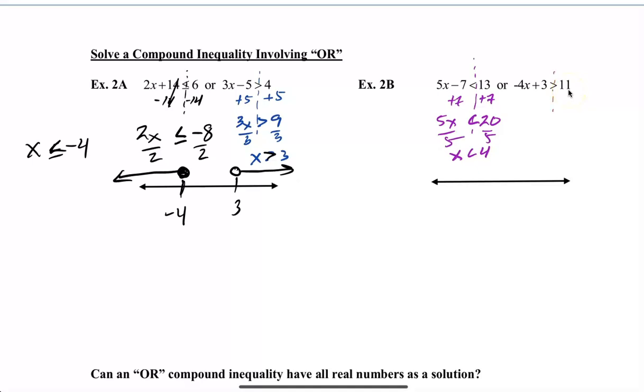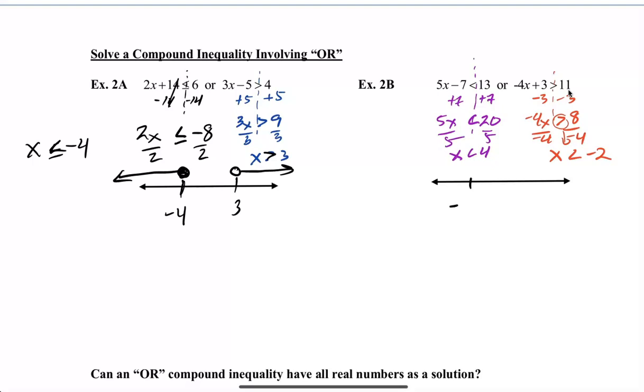Same idea, let's get the x by itself, so minus 3 from both sides. Negative 4x is greater than 8. Divide by negative 4. Oh, in this case we are dividing by a negative, so you do have to flip that inequality. And we get x is less than negative 2. So 4 and negative 2. So this one's going to be interesting.